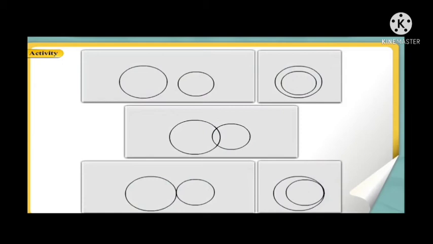Now you will find the different circles drawn here. Now see the first figure. In the first diagram you will see the circles are drawn at a distance. Can you find any common points? There is no common point.